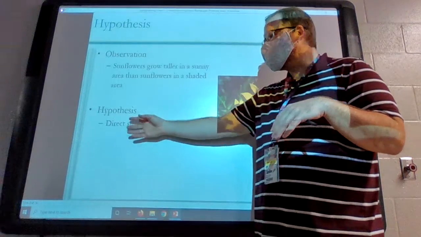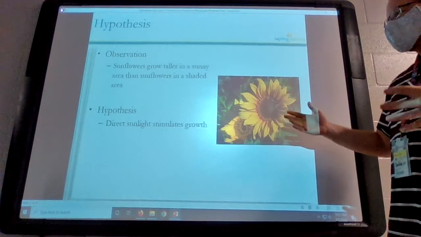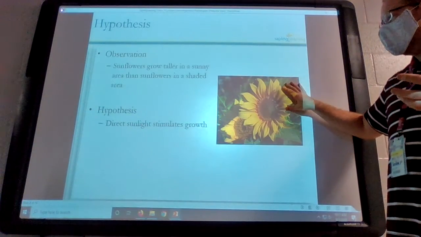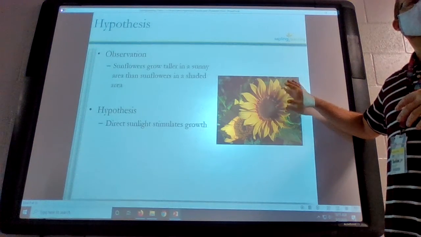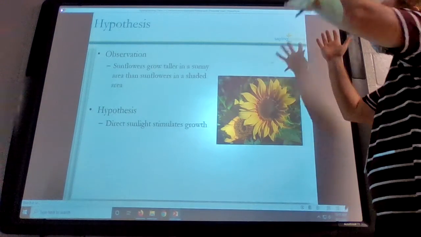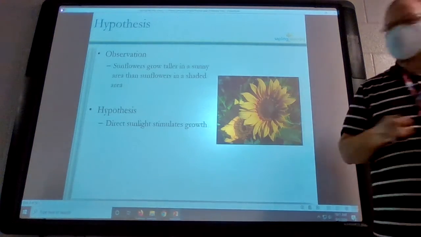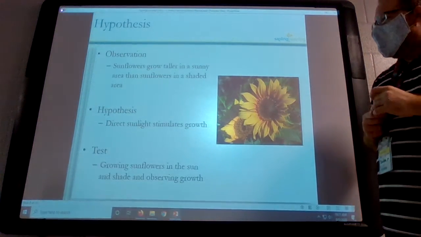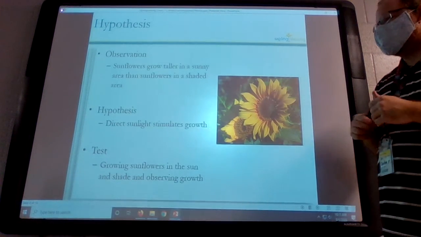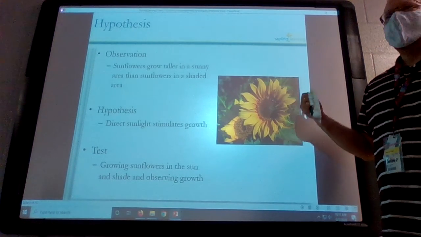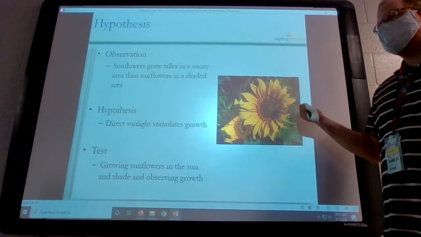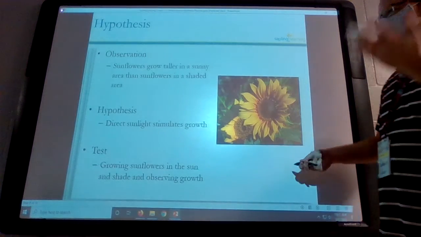So you form a hypothesis. The direct sunlight stimulates growth, and I'm pretty sure sunflowers are cool. They follow the sun. They actually turn during the day to be looking at the sun or away from the sun. Test. How can you test this? You grow sunflowers in different areas. You see if the one that's getting the most sun is growing bigger, or if something different is going on.